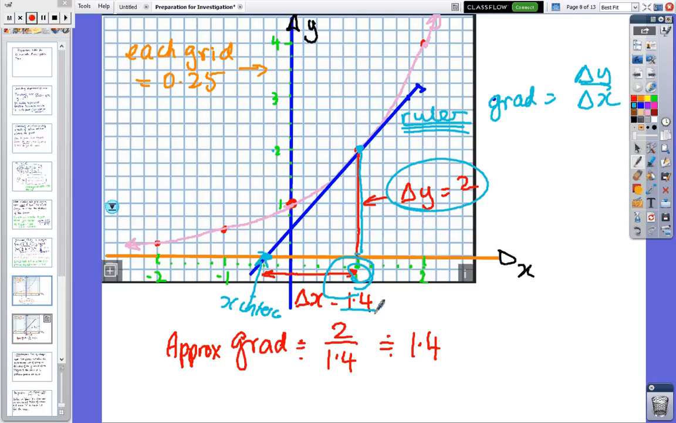so our change in x is 1.4. So the approximate gradient, because it's just a ruler on a sketch, is the change in y over the change in x, and it's about 1.4. So we're using the x-intercept across to the x value to get the change in x.